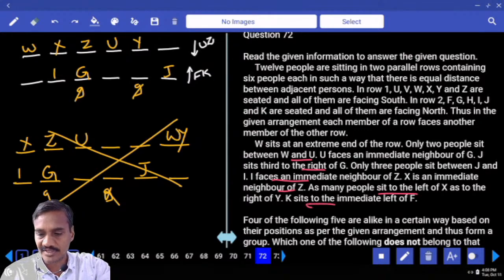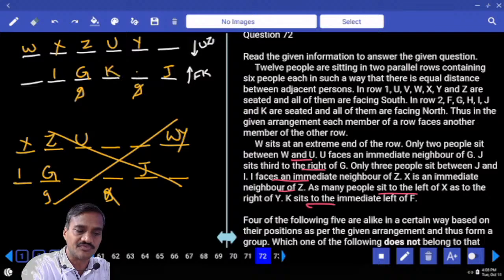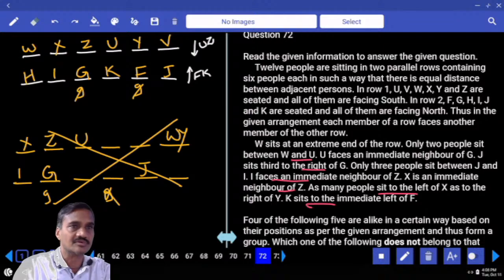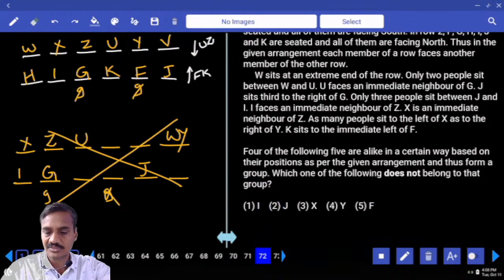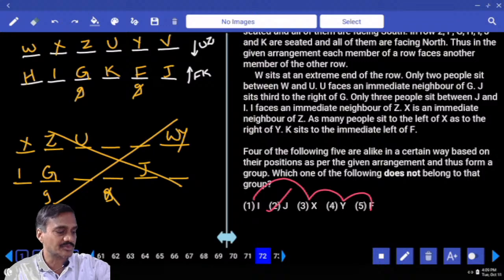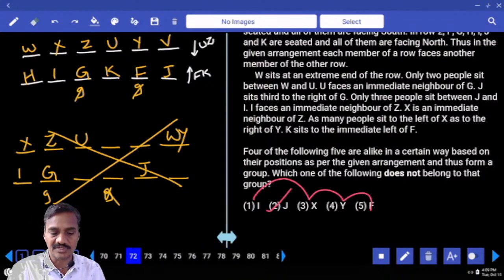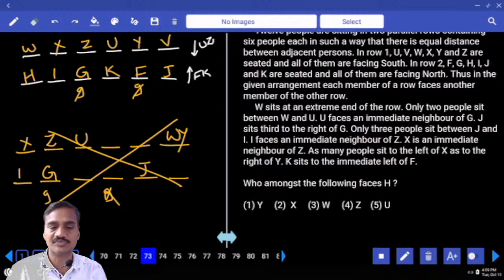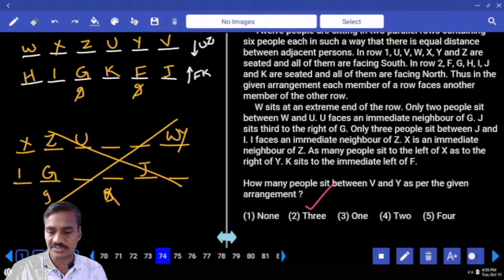Then K sits to the immediate left of F, K is here and F is here. Then tell me who is the person left over V, and in this case H is the person left over. Then 72, 4 out of the following: I, J, X, Y and F. Now except J, the remaining persons are at the centers of these lines and J is at the corner. Choice 2, 72. Then 73, who among us the following faces H? And H is facing W, that is choice 3, 73.